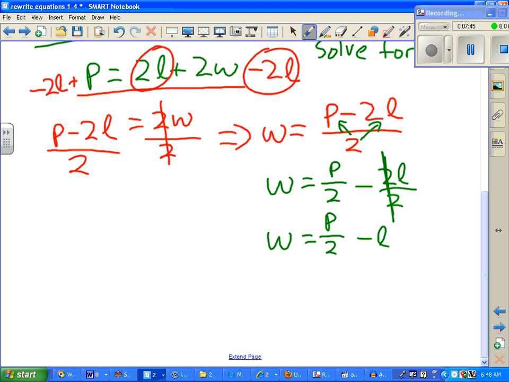Hey, that works out. Now it says, we're not done, find the width. So we solve for W. Find the width with length of 12 and perimeter of 41. So it's telling me that the length is 12, the perimeter is 41. Well, plug in what you know. W equals, my P is 41 over 2 minus 12.